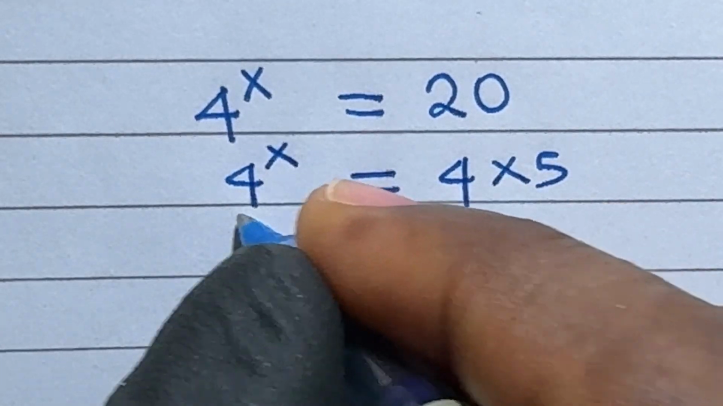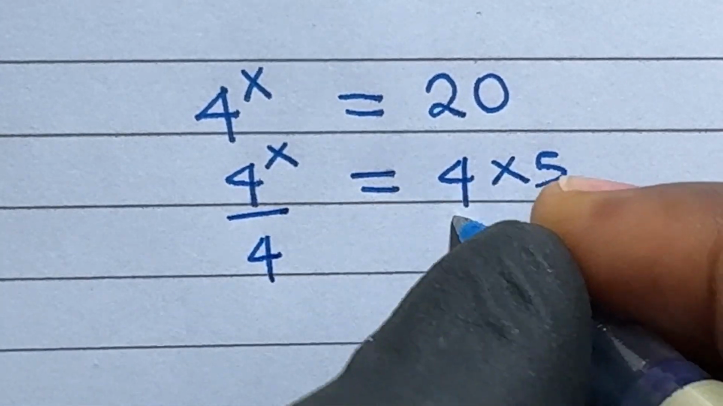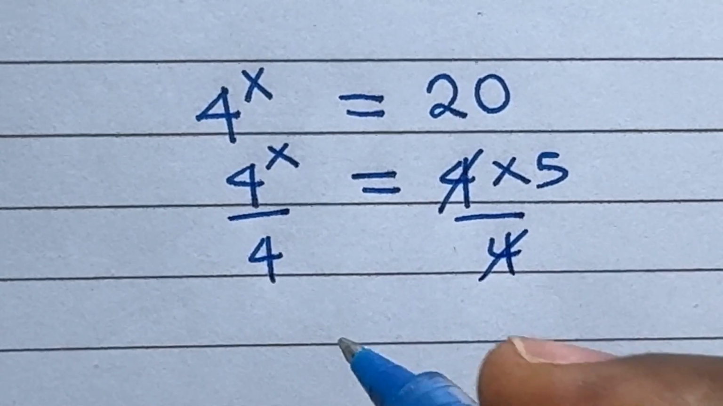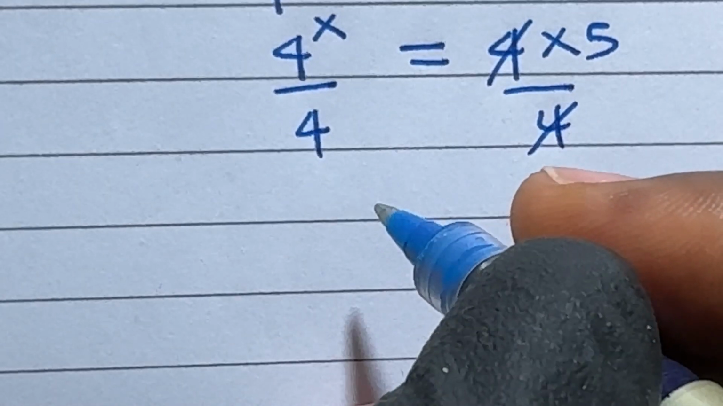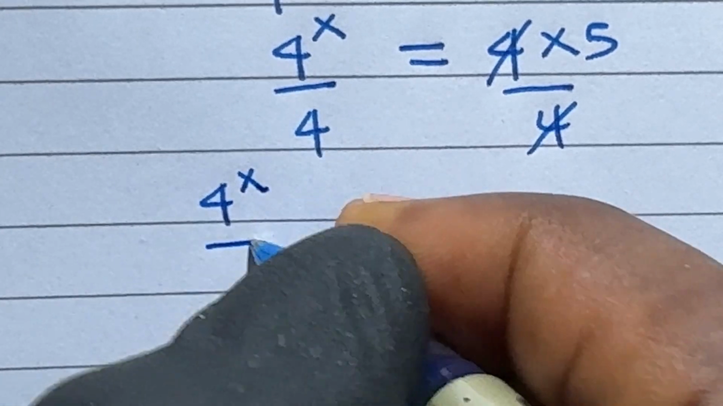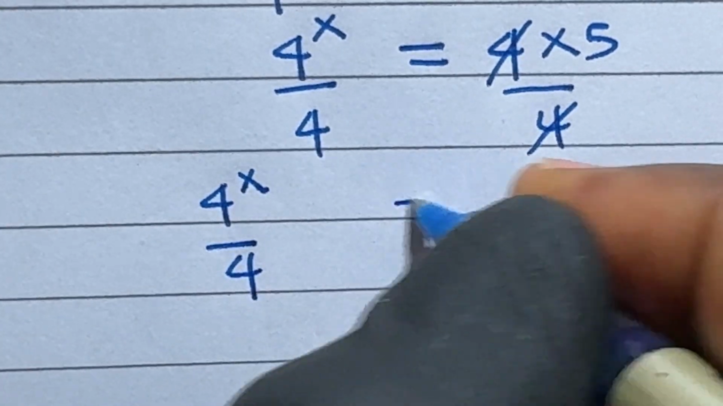Then I'll need to divide through by 4 to get rid of this 4 on the right hand side. So I'm left with 4 raised to power x divided by 4 is equal to 5.